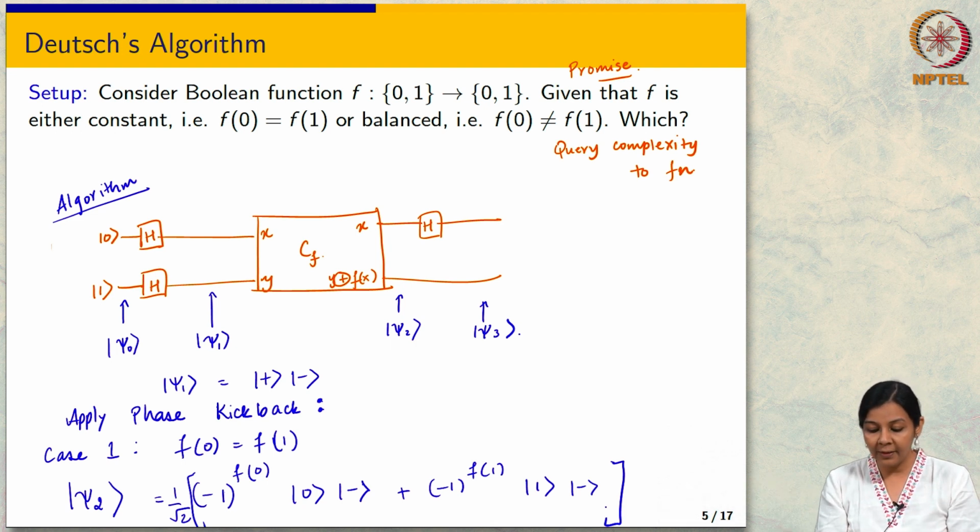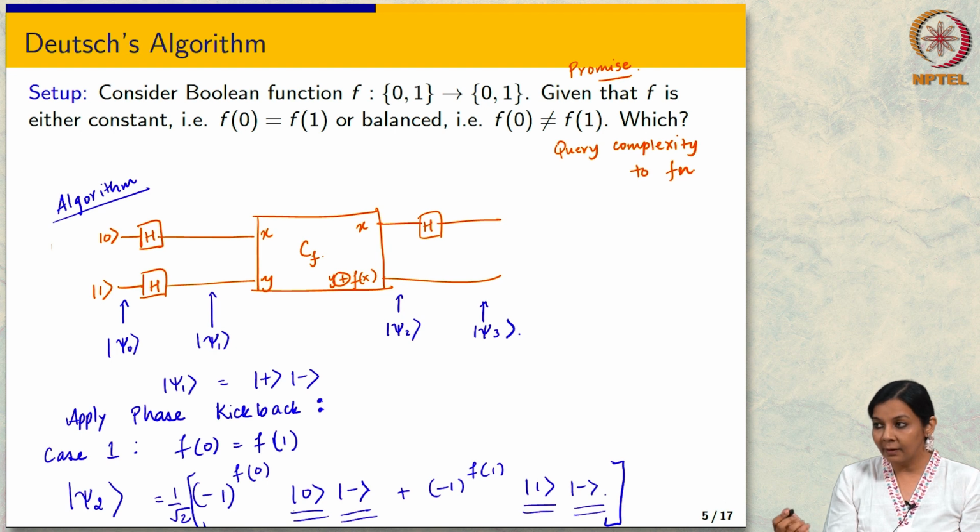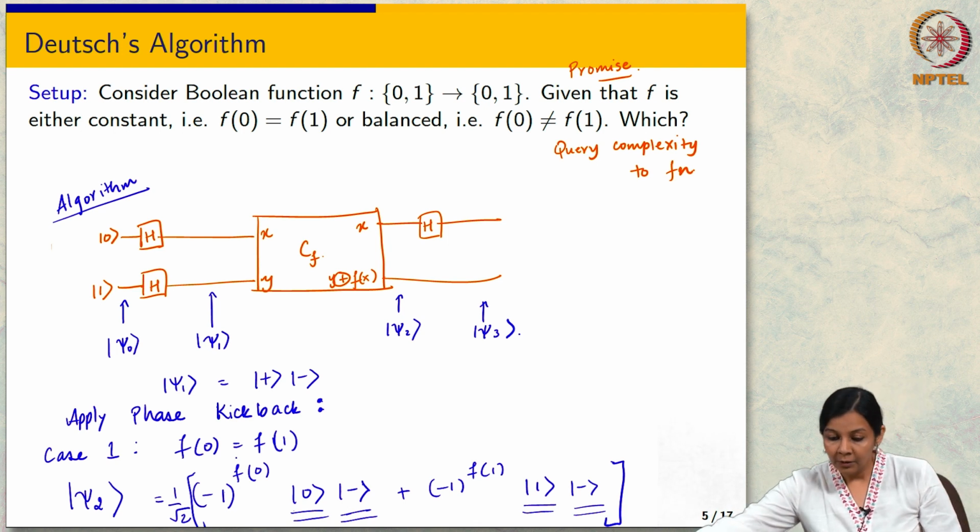So I have |0⟩, because my plus obviously is a superposition of both 0 and 1. This is just the plus, and this is the minus that is in the ancillary bit. After the phase kickback, I will get (-1)^f(0) for the first term and (-1)^f(1) for the second term. Is that clear? Okay.